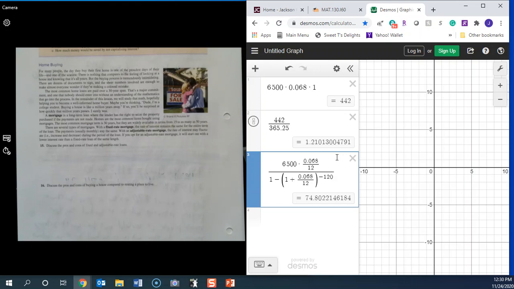The most common home loans are paid over a 30-year span. That's a major commitment and one that no one should enter into without an understanding of the mathematics that go into the process. In the remainder of this lesson, we will study that math, hopefully helping you to become a well-informed home buyer. Maybe you're thinking, dude, I'm a college student. Buying a home is like a million years away. If so, you will be surprised at how quickly that million years passes.